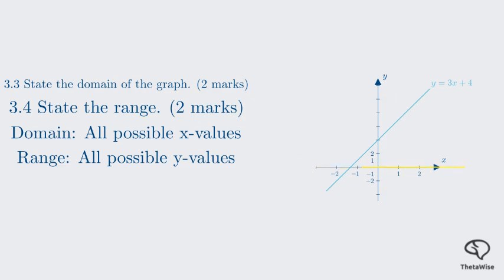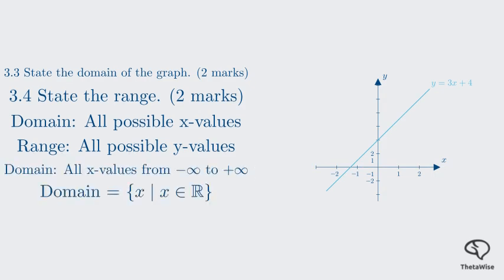Because the line extends indefinitely to the left and to the right, it will eventually take on every single x value. There are no restrictions on what x can be. This means the line covers every possible x value on the number line. So, the domain is the set of all real numbers.